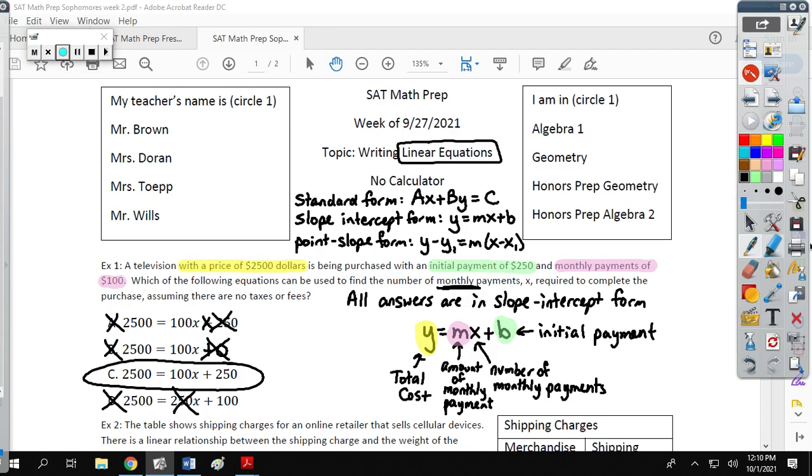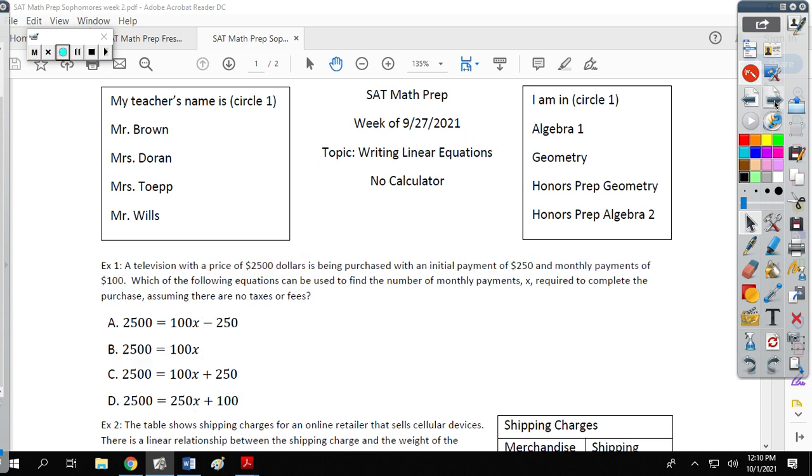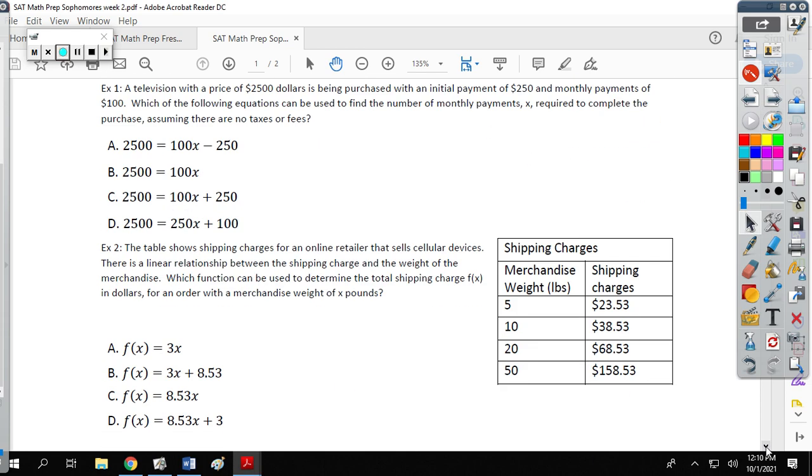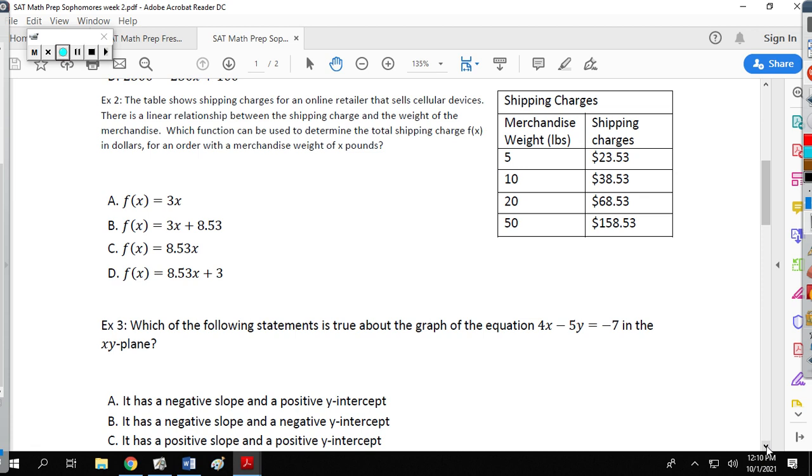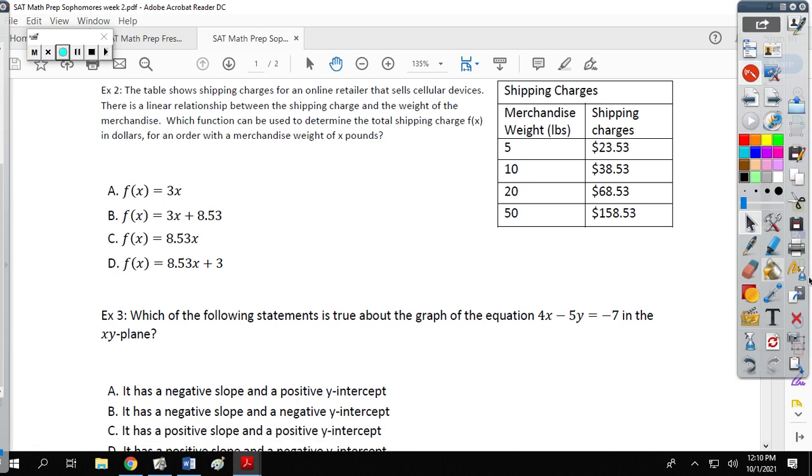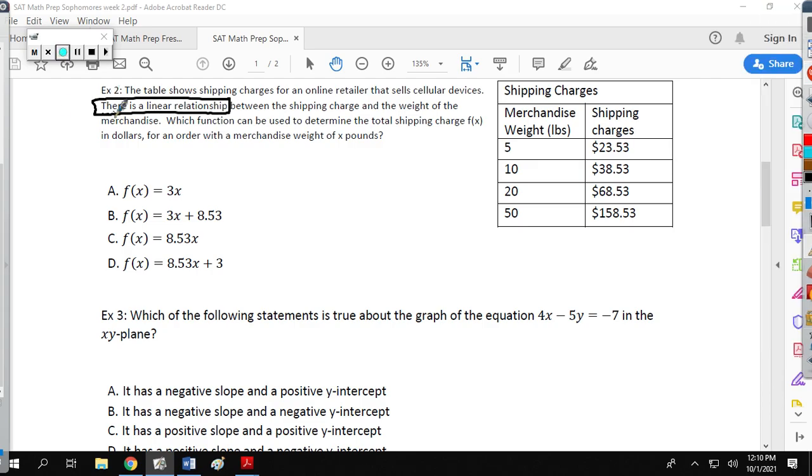All right, let's move on to the next one. So on example 2, we have a whole different problem here. The table shows shipping charges for an online retailer that sells cellular devices. There is a linear relationship. That tells us that this is a line, which means we're going to do one of our three forms, between the shipping charge and the weight of the merchandise.